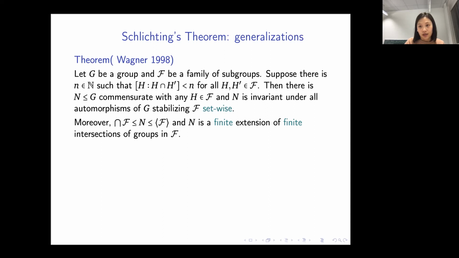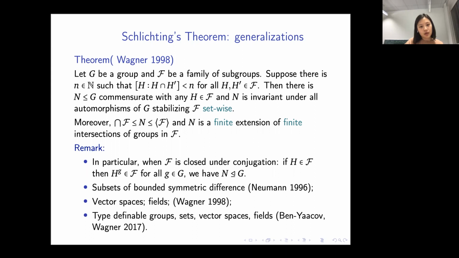Then there is a canonical object, namely there is N, a subgroup of G commensurate with any subgroup H in F. Moreover, it's canonical in the following sense. N is invariant under all automorphisms of G stabilizing F setwise. Moreover, we know what N is. It is contained in the subgroup generated by this family, and it contains the intersection of the family. And actually N is a finite extension of a finite intersection of groups in F. So it's a generalization of the original Schlichting theorem, because you can just take F to be a family of conjugates of H, and if they are commensurable with each other, then you can find a normal subgroup.